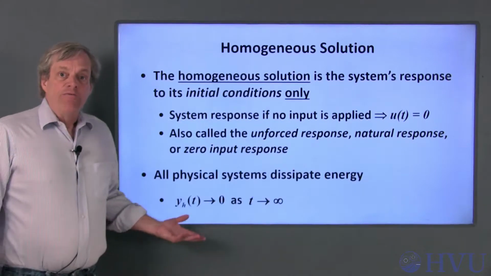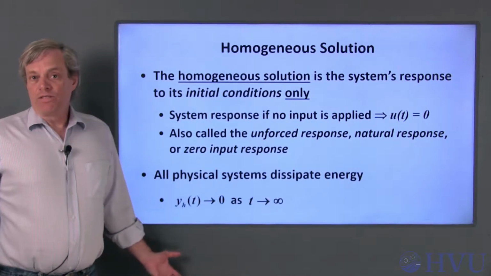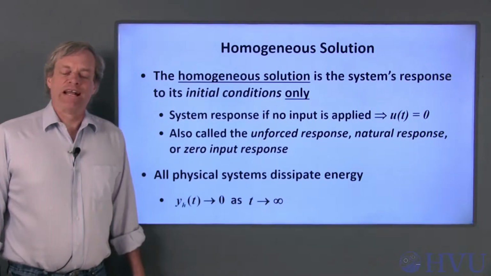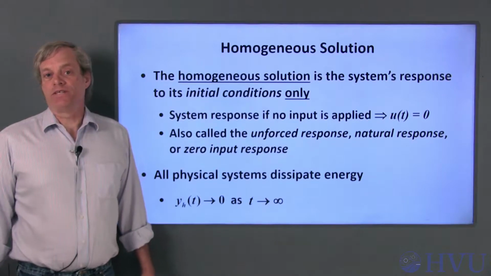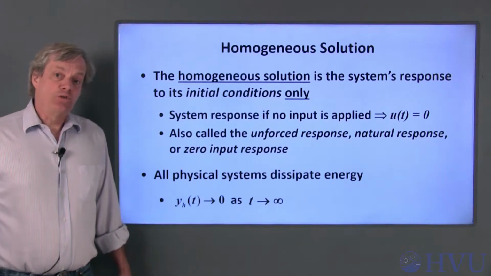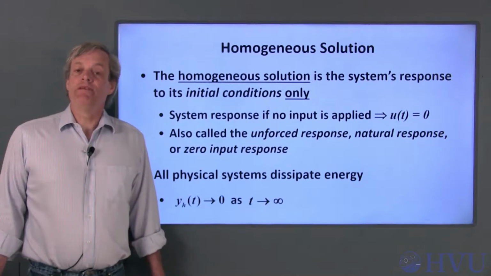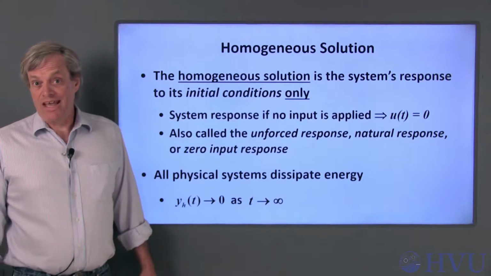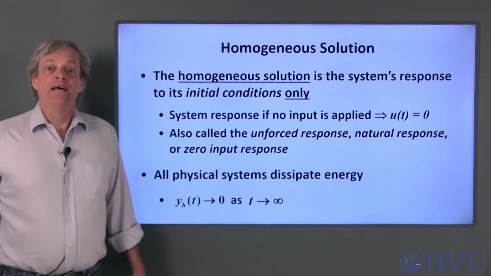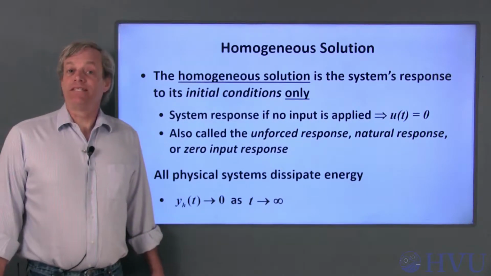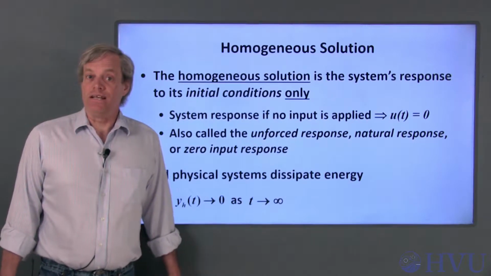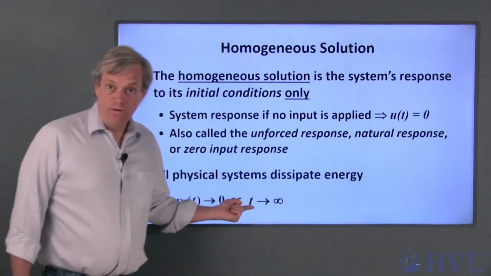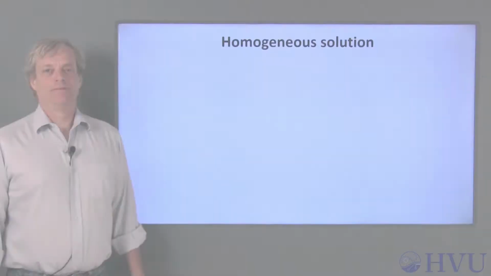An important property of any physical system is that its natural response will go to 0 as time goes to infinity. This is due to the second law of thermodynamics, which says that any physical system dissipates energy. Since the solution of the differential equation is describing the energy stored in the system, and since in this case no energy is being added to the system by a forcing function, the initial energy in the system must dissipate to 0 as time goes to infinity. That means that the homogeneous solution goes to 0 as t goes to infinity.